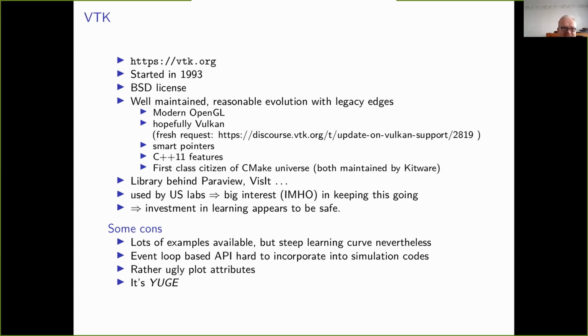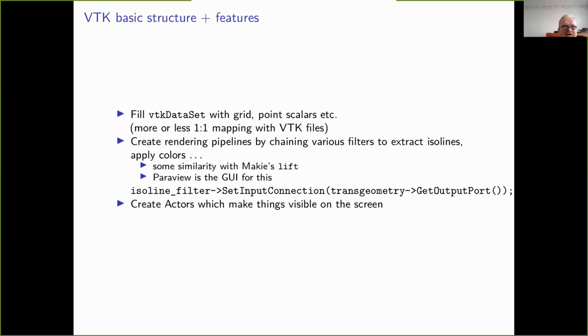So in that sense, it's hard to use. But what I then did, before I started working with Julia, I started... Okay, so VTK has the basic structure: we have the VTK dataset data structure, which just contains grids, point scalars, vectors, and so on, and which essentially more or less maps what you would write into a VTK file. And you just fill this data set and then you can do something with it.